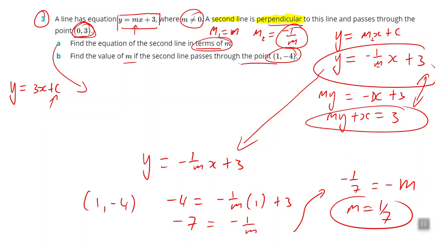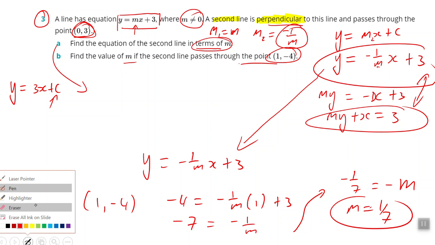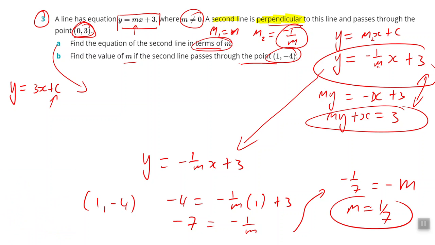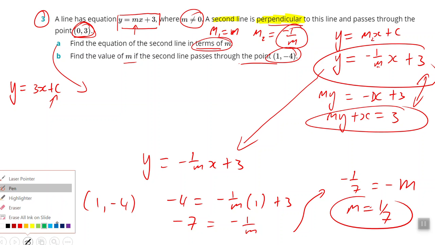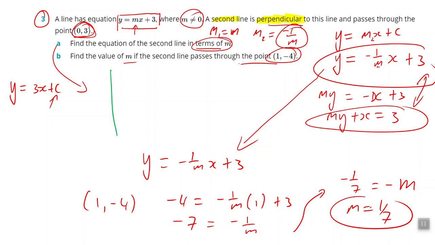Now, how do I do this on the CAS? All I need to do is do it like this. You write the equation down. So you go y equals -1 on m x plus 3, given x equals 1, given y equals -4.